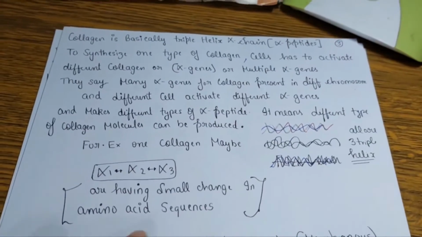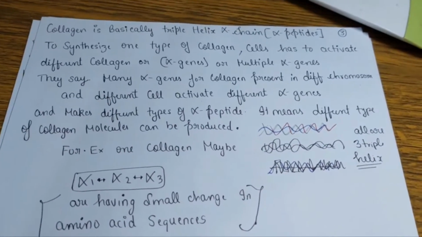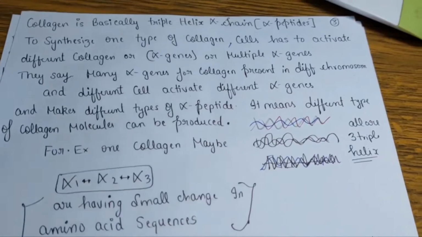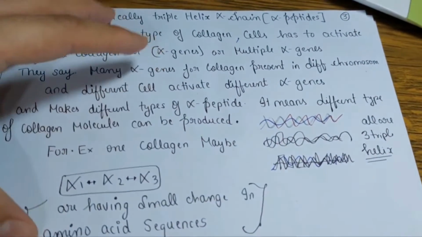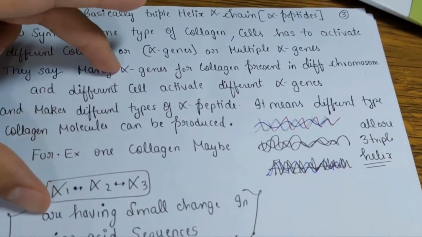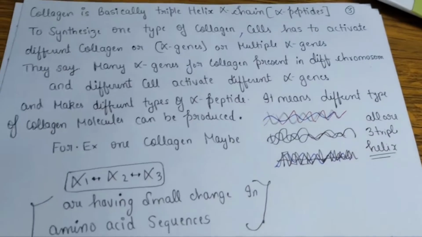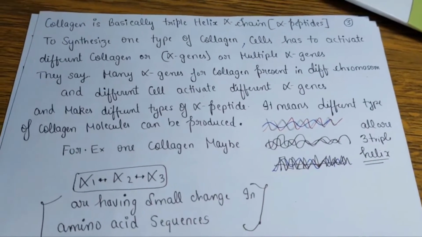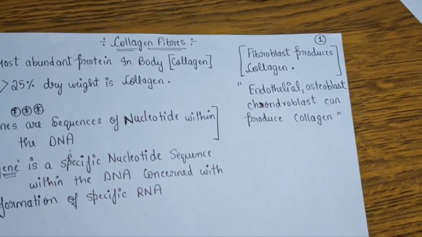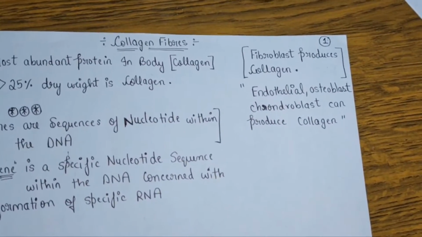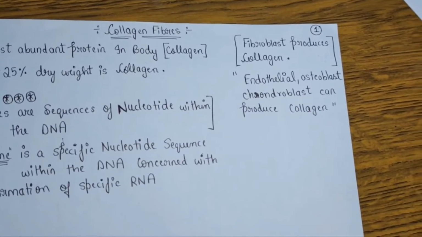Alpha 1, alpha 2, and alpha 3 chains are slightly different from each other because when they were coded from the DNA, their DNA sequences were slightly different, and furthermore the mRNA was slightly different, and eventually the amino acid sequence will also be different. That's the reason why all three chains are slightly different from each other. Collagen is the most abundant protein in our body. It accounts for almost 25% of dry weight of our body.